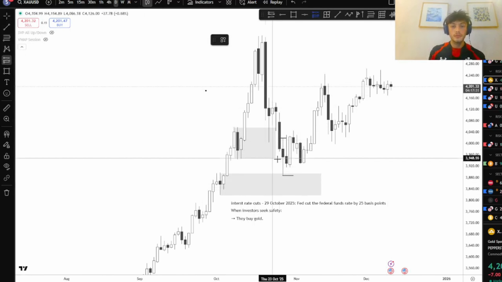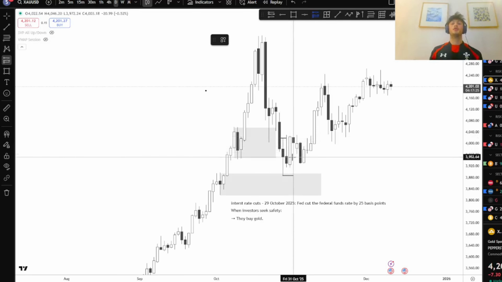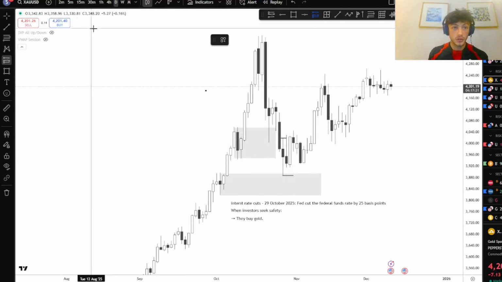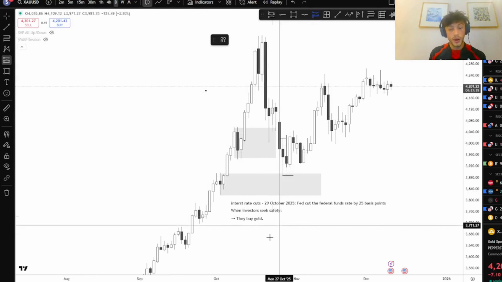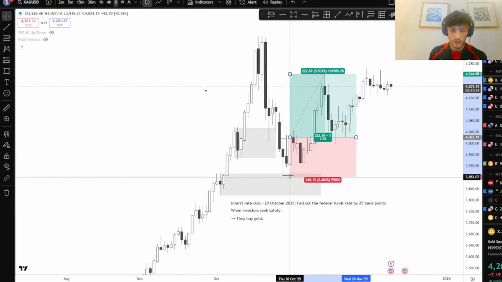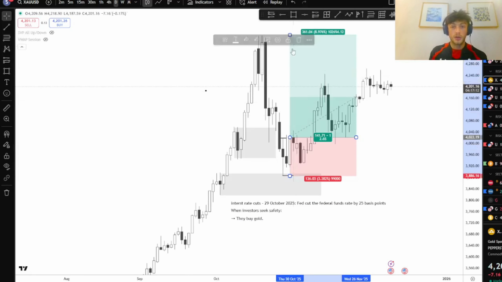So after the 29th, what do we see? We see a huge movement in price. This is very, very bullish news for gold. Now, what would I wait for? Well, I would not enter just on this huge candle because my risk to reward is not going to be very good. And I would have to target these highs.